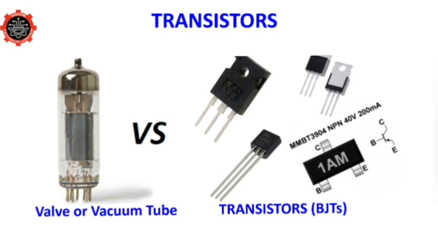This component was successfully demonstrated on December 23rd, 1947 at Bell Lab in Murray Hill, New Jersey, in the United States of America. And since then, it has quickly replaced the vacuum tube that was used before as an electronic signal conditioner.